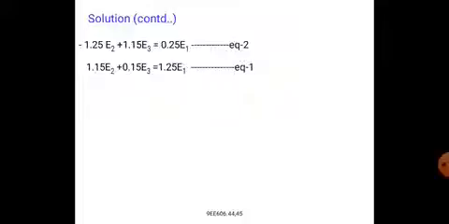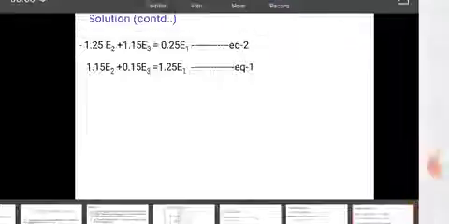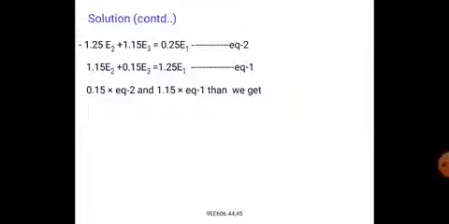From these two equations we get the values of E1, E2 and E3. Solve equations 1 and 2 by multiplying equation 2 with 0.15 and equation 1 with 1.15, so that E3 gets cancelled.